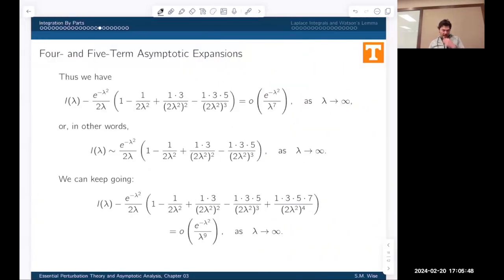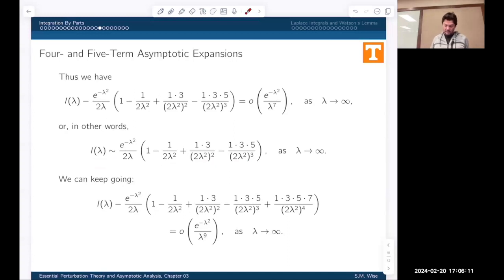So I just showed that remainder term, remember the remainder term really is the error. It's the difference between that and that. I just showed that remainder term has that little o nature. Okay, so that means that I can really say that this guy is asymptotic to this, to that 4-term expansion.